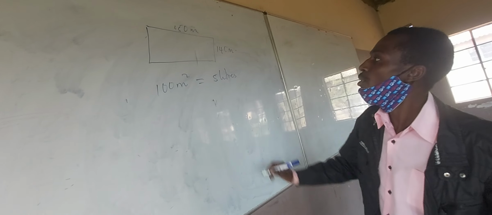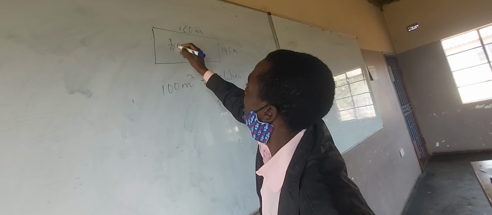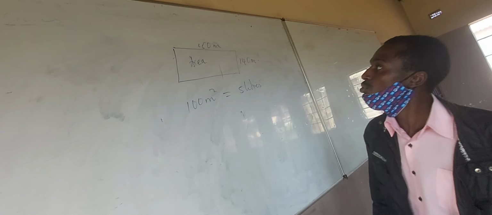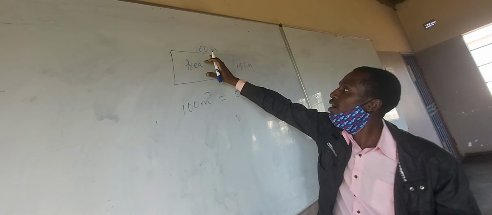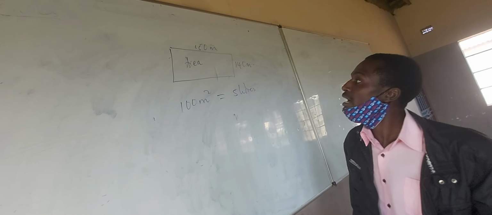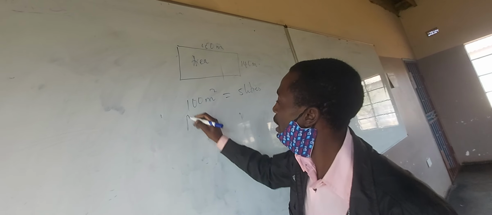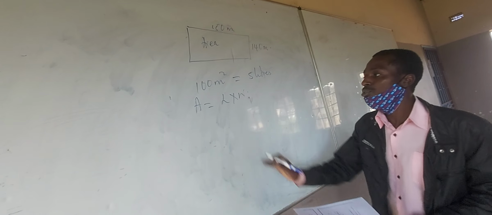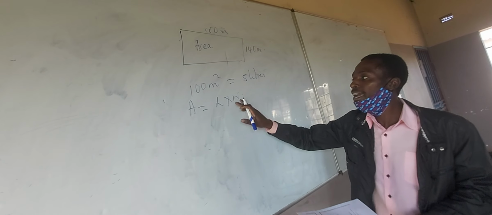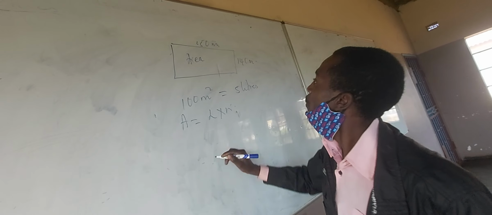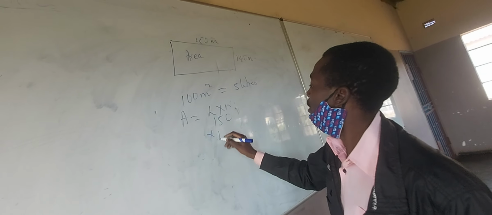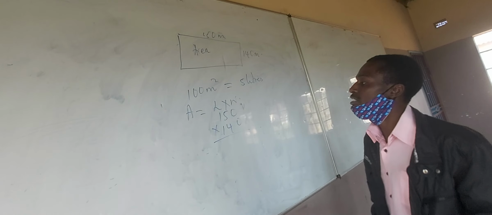Right. So now we need to calculate the area covered by the whole field. To calculate the area of a shape which is triangular, right? We need to use the formula: area is equivalent to length multiplied by width. So our length was 150 multiplied by 140, which was our width.